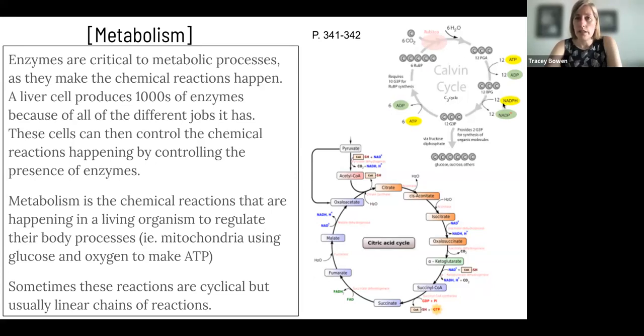So two cyclical examples would be the Calvin cycle. This is occurring in chloroplasts. And then the citric acid cycle. This is occurring in mitochondria. And so here you can see a bunch of, for example, citrate, oxalosuccinate, succinyl-CoA, succinate, fumarate, malate, oxaloacetate. So all of these reactions are catalyzed by different enzymes. And so as this cycle is going along, then these different chemicals are going to be affected by the presence or absence of enzymes.